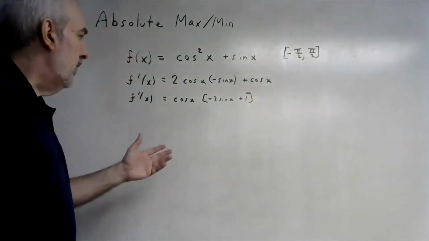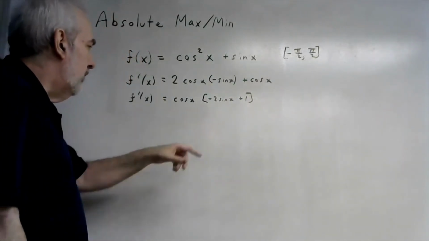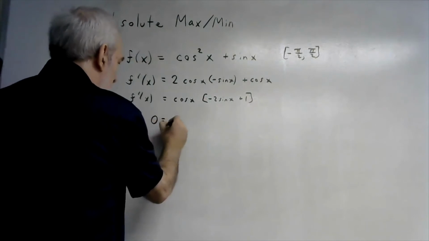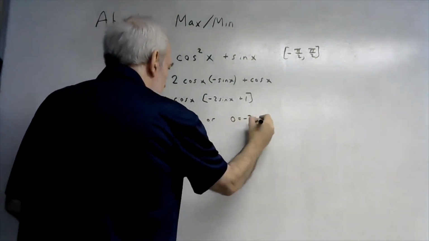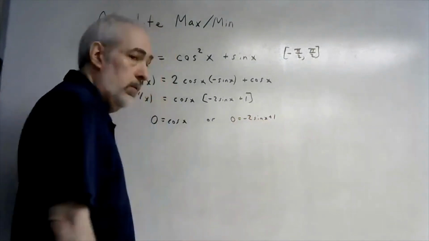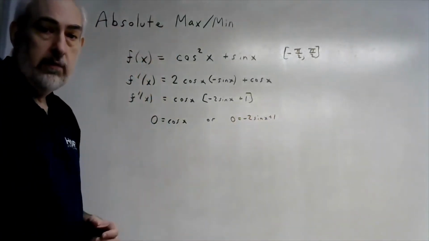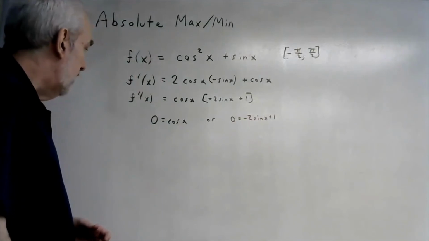And then this derivative is equal to 0 when either of these two factors equals 0. So either cosine of x equals 0 or -2 sine x plus 1 equals 0. So now I need to solve these two little trig equations.